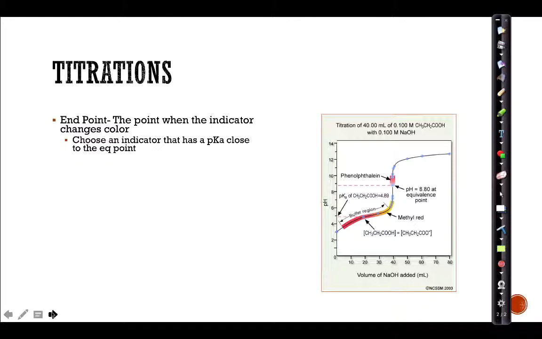All right, so you might also be asked to choose an indicator for that titration. You're going to choose an indicator that has a pKa that's close to where the equivalence point should lie.